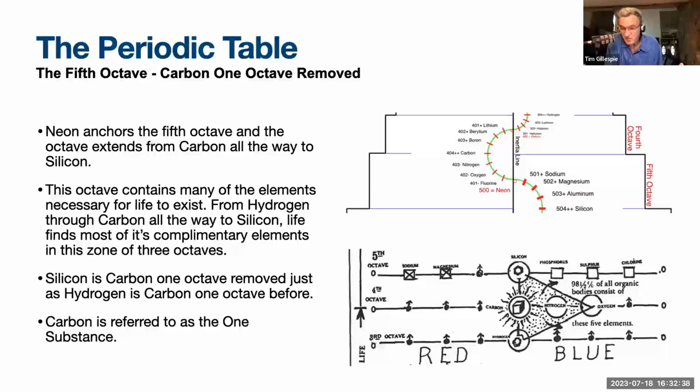These are the elements that we need to exist. And this is a good example of why this is considered our octave, the octave that we live in. If you get past the 5th octave in silicon, you'll find that it becomes quite inhospitable to the human condition. So from hydrogen through carbon all the way to silicon, life finds most of its complementary elements here. And silicon is carbon 1 octave removed, as hydrogen is carbon 1 octave before.